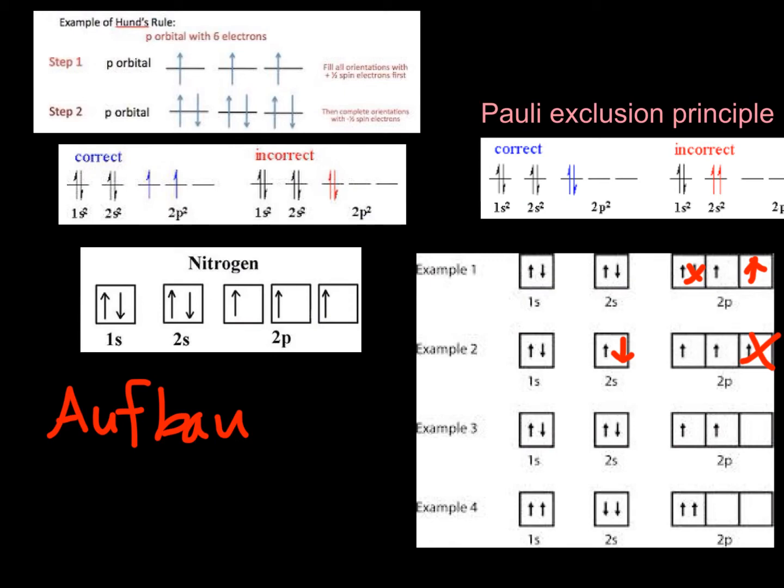Lastly, example 4, did we break anyone's rules? For example 4, we broke 2 rules. We followed Aufbau. We did fill 1s, 2s, and then 2p. But then for Hund, we didn't spread out as much as we possibly could. This one should have gone up. And then for Pauli, when we did double up, we should have gone in opposite directions.